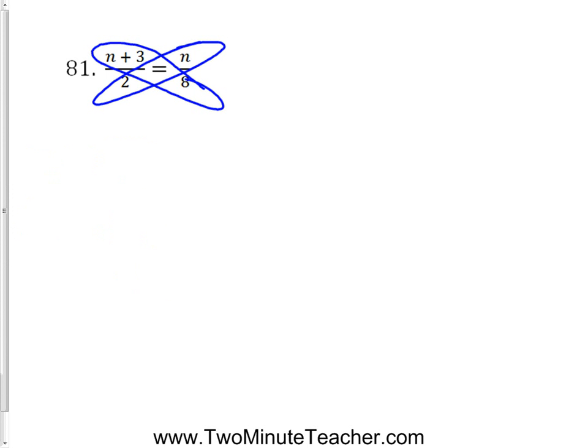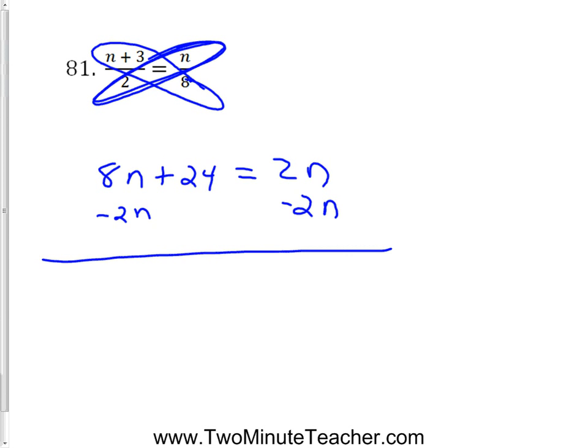But here's where kids will mess up. They will just go 8 times n is 8n, and then they think they're done multiplying that 8. You've got to multiply it into both parts. 8 times the n and 8 times the 3 is equal to 2 times the n. Okay? So this is set up right now, and now I got variables on both sides. I take away the smaller one.